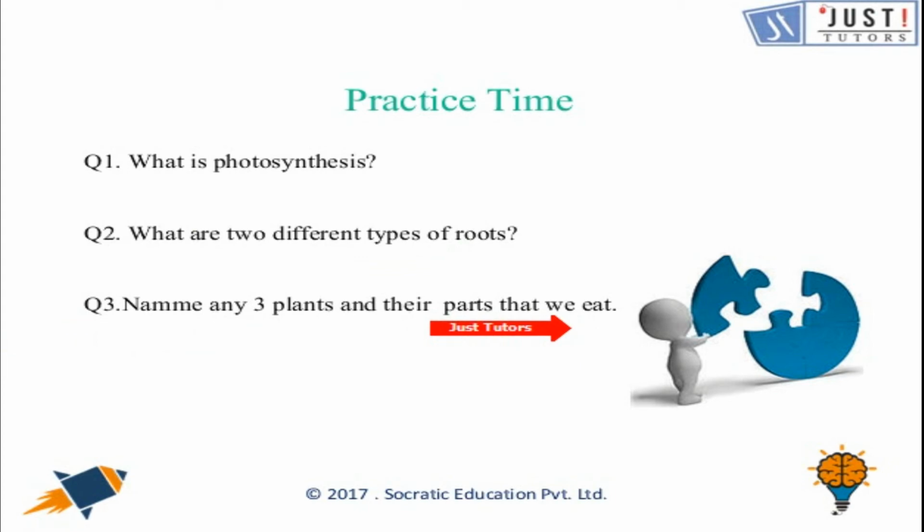Now question three is name any three plants and their parts that we eat. So you have to tell which plant you eat. We just cross out this extra letter here, I'm sorry. So what plant do we eat normally? If you talk about root, we eat radish, we eat carrot. So these are the roots. Now, if you talk about the plant, what plant do we eat? You can pause the video and think about the plants we eat.